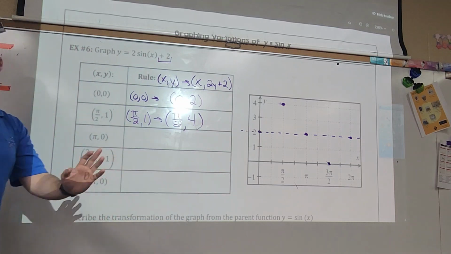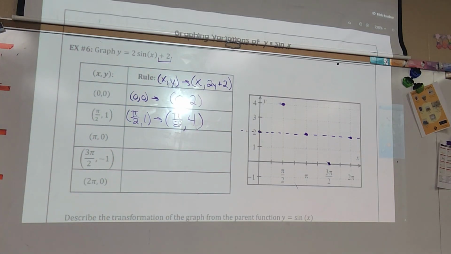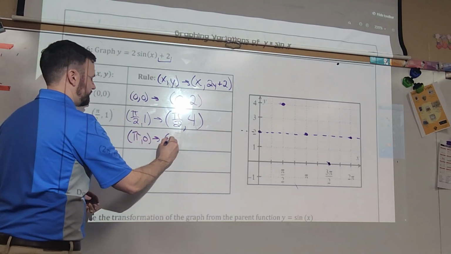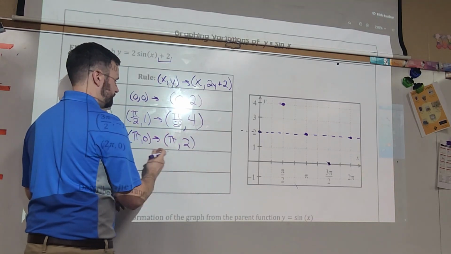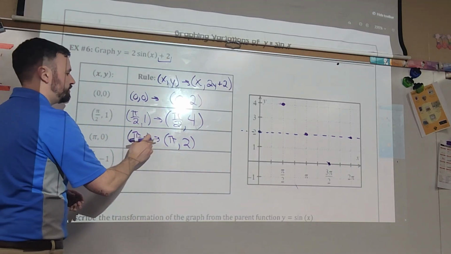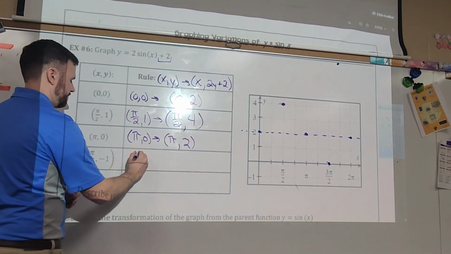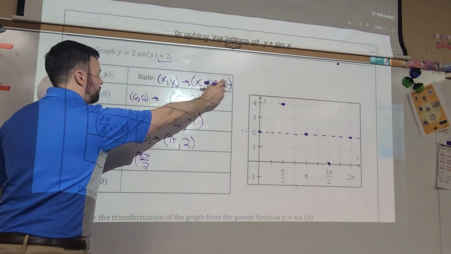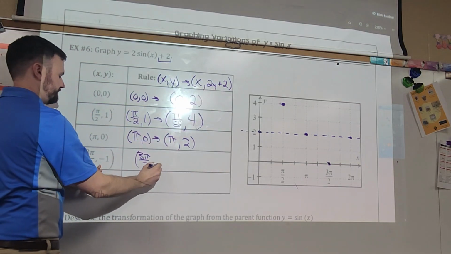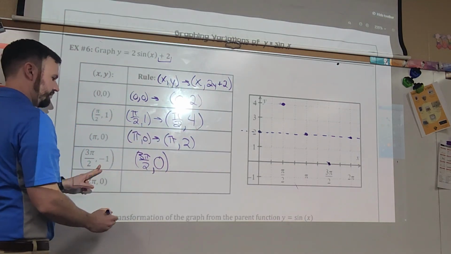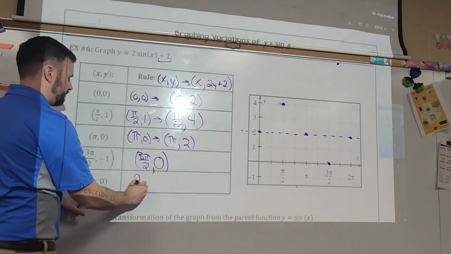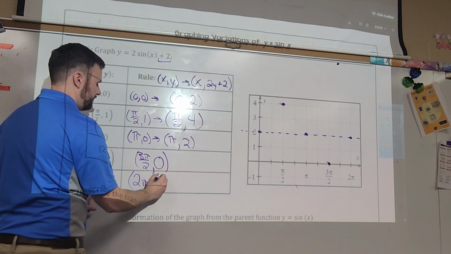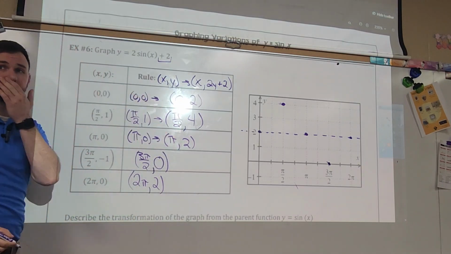Once you see a pattern, could I have graphed that without doing any of the points if you get good at this? Yeah. But I'll show you why. What's pi going to go to? Pi, 2, right? 2 times 0 plus 2. This one's going to go to 3 pi over 2. What's negative 2 times negative 1 plus 2? 0. And then I'd have 2 pi because my x is unchanged. What's 0 times 2 plus 2? 2. I was right for once.